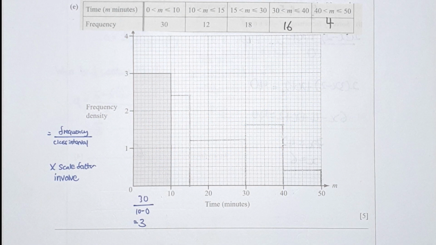So for part E, to draw the frequency density diagram, you are required to check whether there is scale factor involvement or not. By taking the part that was drawn for you, that will be 30 divided by 10, you will get 3. So based on that, you already know that there's no scale factor involvement. Then you can do the rest by taking 12 divided by 5, 18 divided by 15, 16 divided by 10, and 4 divided by 10.